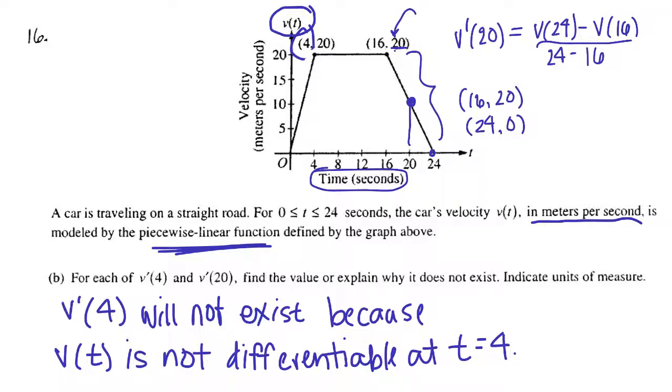So v prime at 20 is going to be equal to v at 24, we chose that because it's 0, minus 20. And what's 24 minus 16? I think most days that's 8. So that's going to give me negative 20 over 8, and we can leave it just like that. Now let's indicate our units of measure. Our units of measure are going to be meters per second, and again, per second, so let's just say meters per second squared.